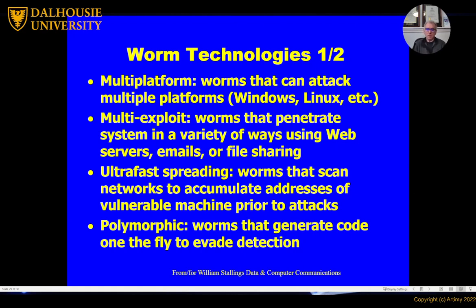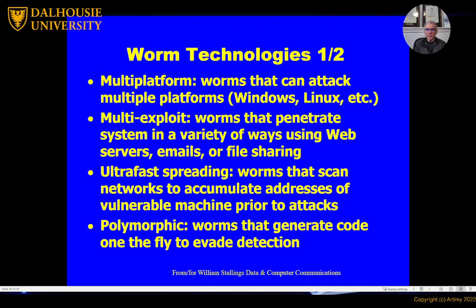So how do worms actually work? They try to scan the network to see what the targets are, right? Say there is a worm in your computer in a LAN. It tries to scan who else or what devices are residing in the same LAN. So it tries to collect their IP addresses before it starts doing the attack, right?